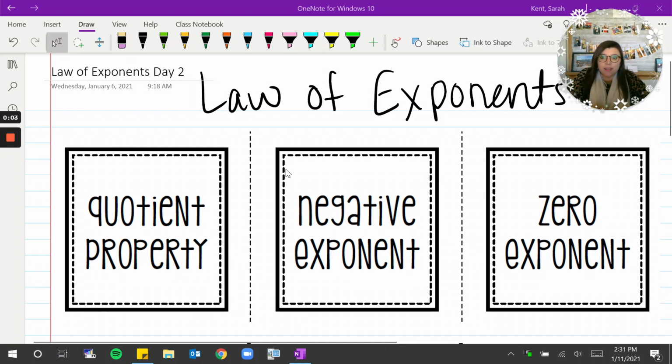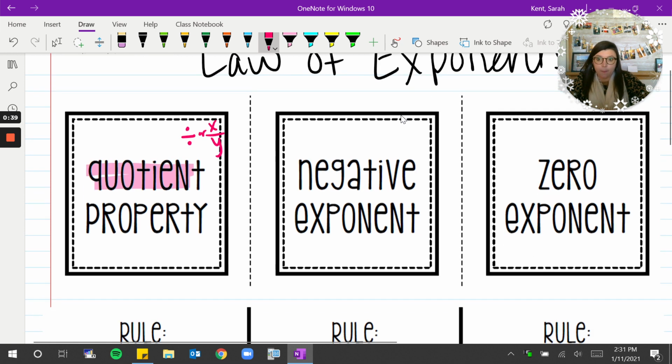Today we are doing day 2 of Law of Exponents. So we are looking at the other 3 rules that we have for exponents. The first one we're going to talk about is called the quotient property. When you hear the word quotient, we're going to think of a fraction. So this has to do with division, or a fraction where you might have x over y. So this is what we'll be looking at with the quotient property.